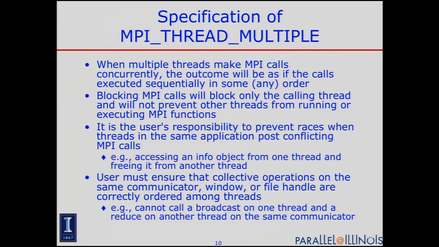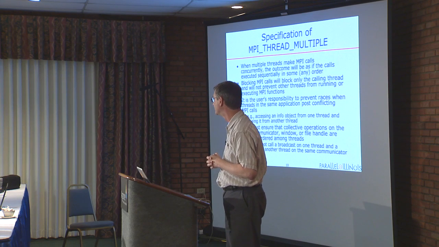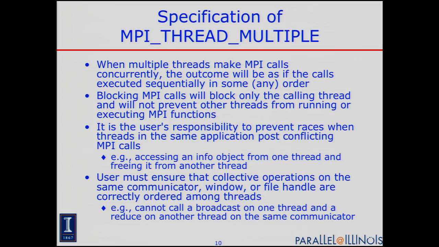There are places, though, because of this arbitrary interleaving, where you might get to one of these race conditions. For example, say you have 2 threads communicating on the same communicator, and when they're done, one of them frees the communicator. Well, it's your responsibility as a programmer to make sure that the other thread is done using that communicator before it gets freed by the other thread. It's not MPI's responsibility to even detect that you did something evil. You just have to do it right.